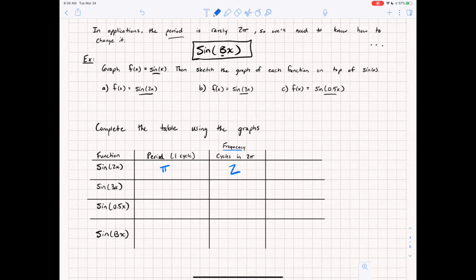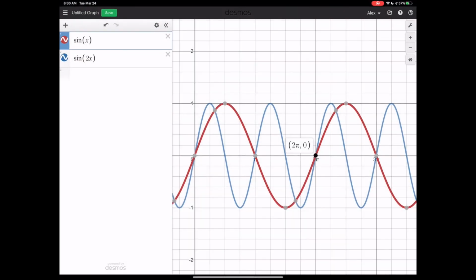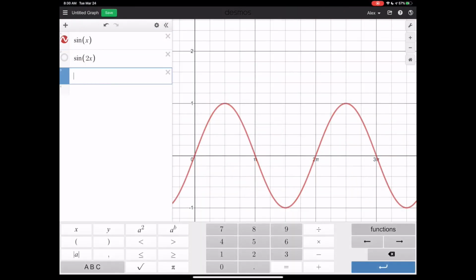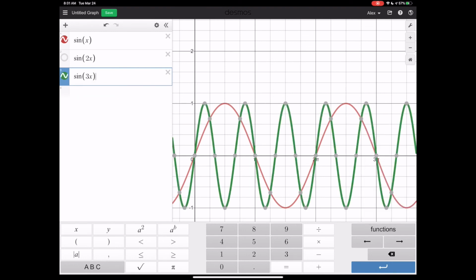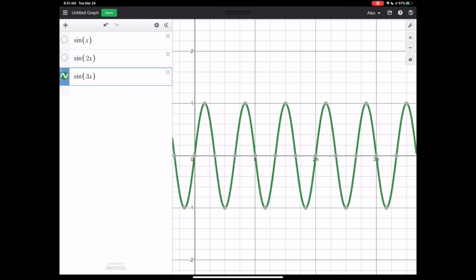All right, we'll look at sine of 3x. So let's go through and I'm going to turn that one off, and I'm going to put in sine of 3x now. Now notice this is even squeezed in even more, so it's literally like a slinky that's being pressed in. Well, what's the period of sine of 3x? Let's get rid of the original function so we can look at it.